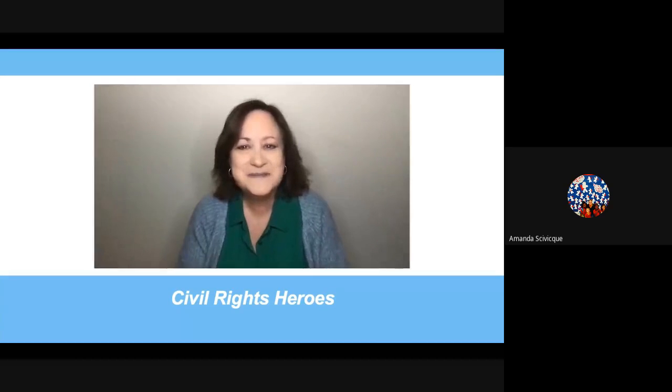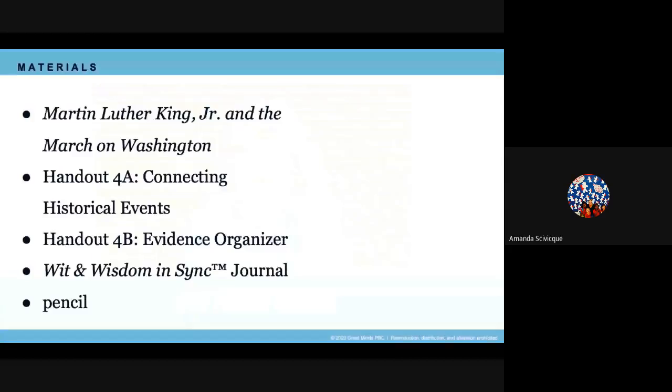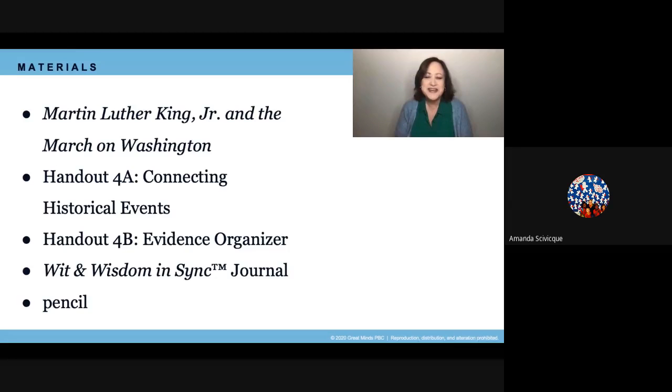Let's see what we need for today. Today, we'll need Martin Luther King Jr. and the March on Washington, handout 4A, Connecting Historical Events, handout 4B, the Evidence Organizer, your journal, and a pencil. Please pause here to gather what you need and just hit play when you're ready to continue.